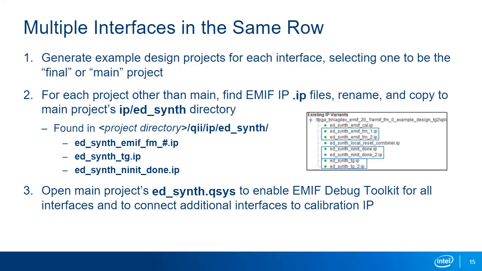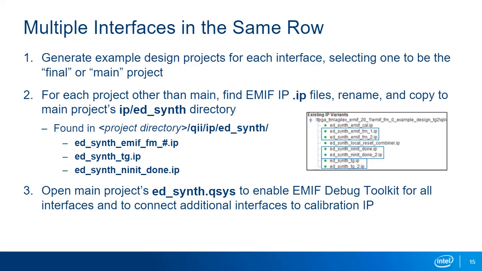First, it's recommended to create separate EMIF example design projects for each interface. Set the EMIF IP parameters appropriately for each interface before generating each example design project. Designate one of the projects as the final or main project where the other interfaces will get integrated.